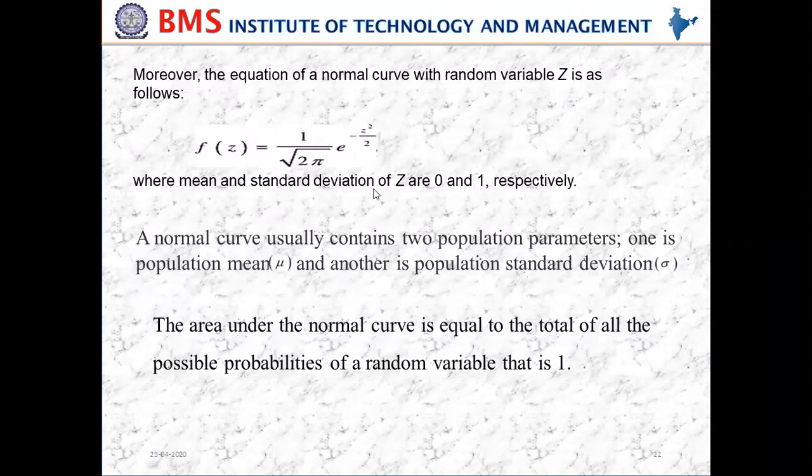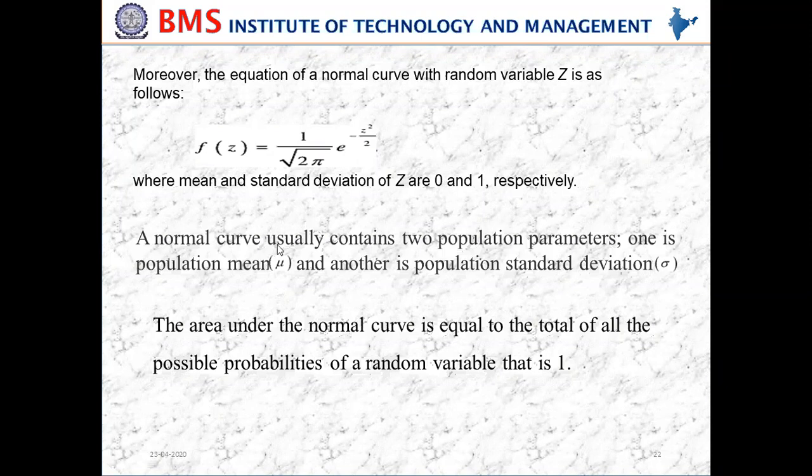Where the mean and standard deviation of z are 0 and 1 respectively. So here it is e to the power of minus z square by 2. A normal curve which has the mean 0 and standard deviation 1 is called a standard normal distribution curve.